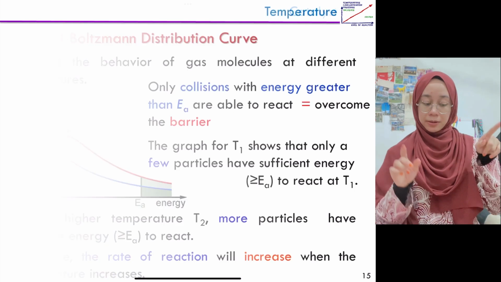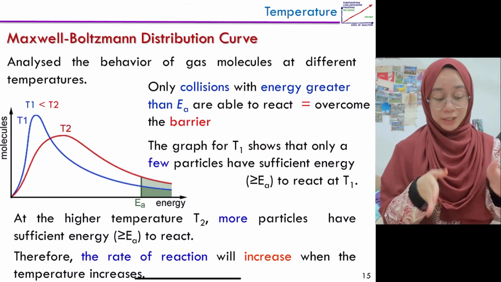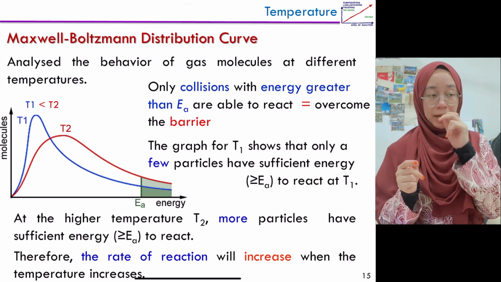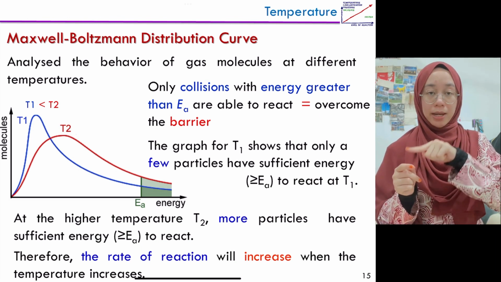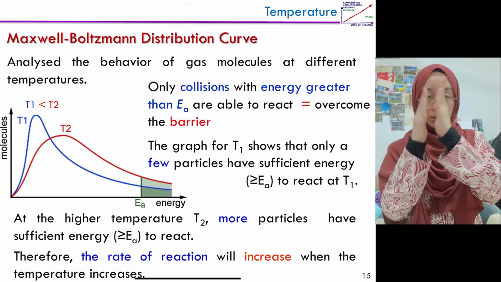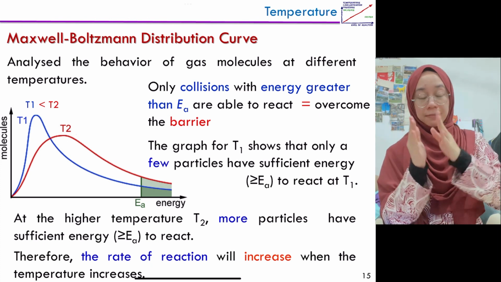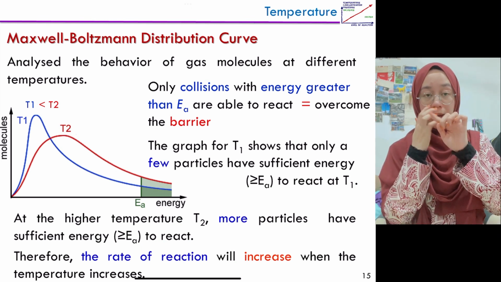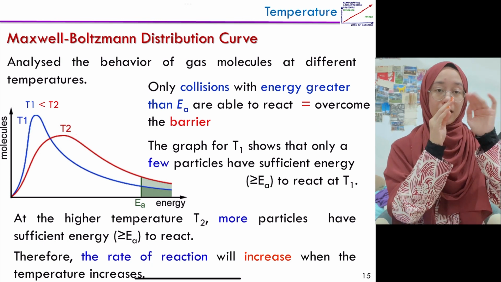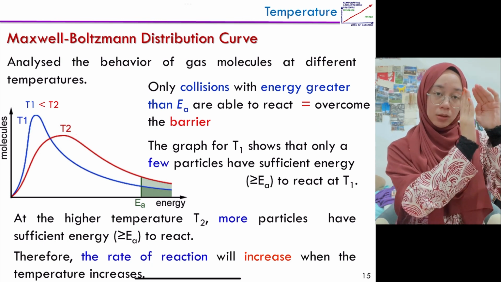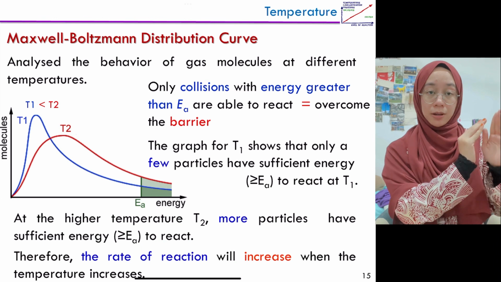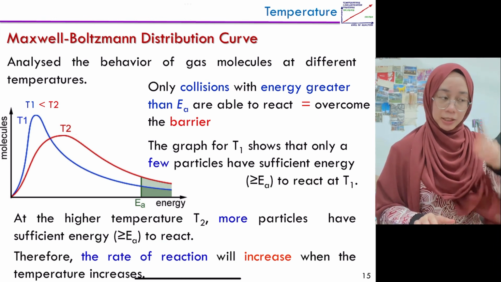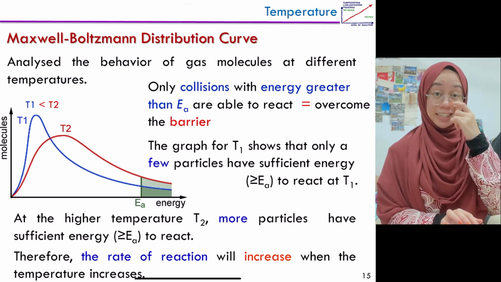So you have to be good at drawing. You have to know how to illustrate this Maxwell-Boltzmann distribution curve. You have to make sure there are two curves. The one that has a higher peak, to the left side of the graph, should be for the lower temperature. And the one with a lower peak, slightly to the right or slightly to the middle of the graph, should be for the higher temperature. And make sure you also mark the activation energy.